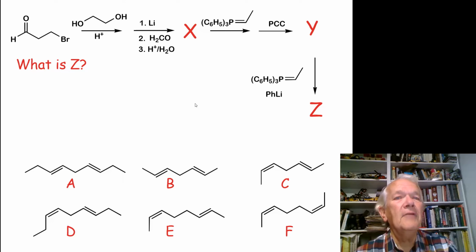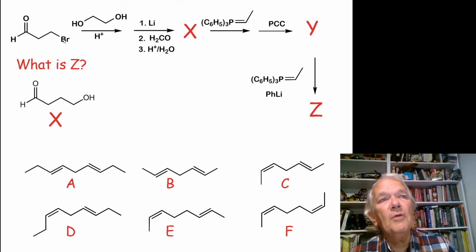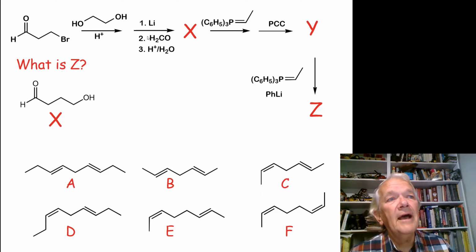So how do we work this out? Well, let's do it one at a time. This is going to be compound X, right? We protected the aldehyde with the ethylene glycol. We formed a lithium reagent from the bromide. We added a mole of formaldehyde, and then we worked it up in acid. The acid did 2 things: it neutralized the alkoxide here, and of course it released the protecting group. So this is compound X.